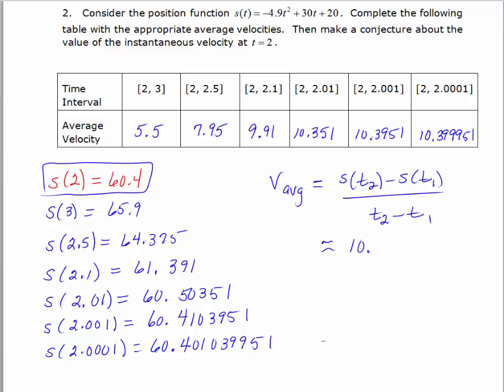So the average velocity is approaching what we call the instantaneous velocity, which appears to be 10.4. Again, in a later unit, we're going to find an analytical way, not just a numerical way, but an analytical way of actually finding the instantaneous velocity. So our conjecture is that the instantaneous velocity is approximately 10.4 feet per second.